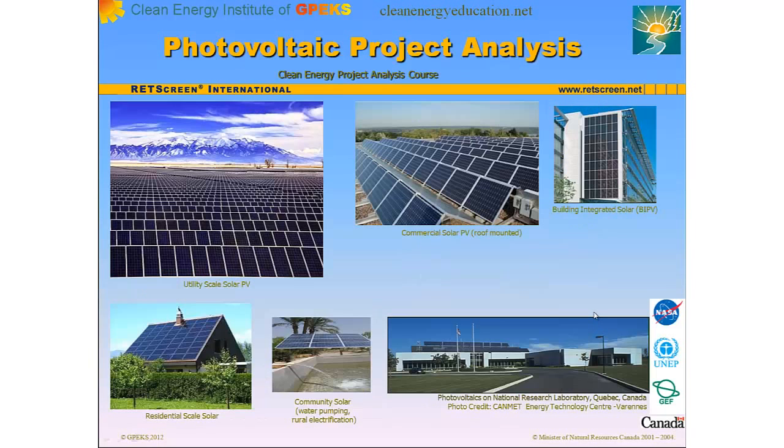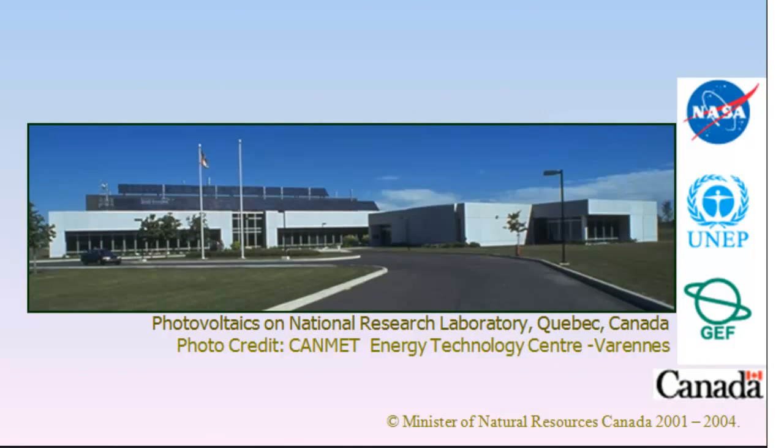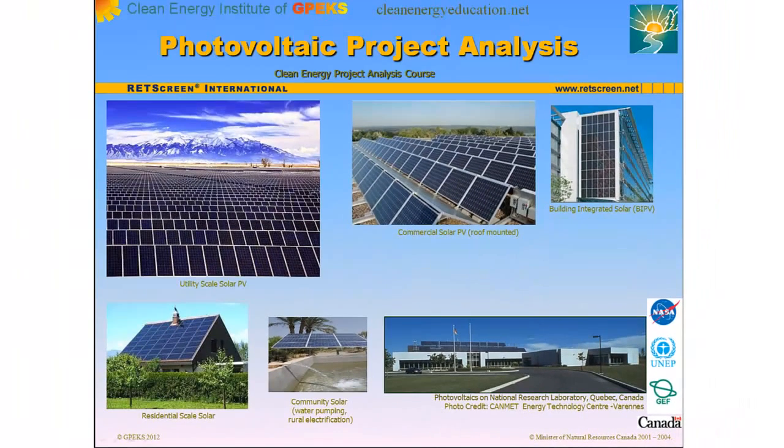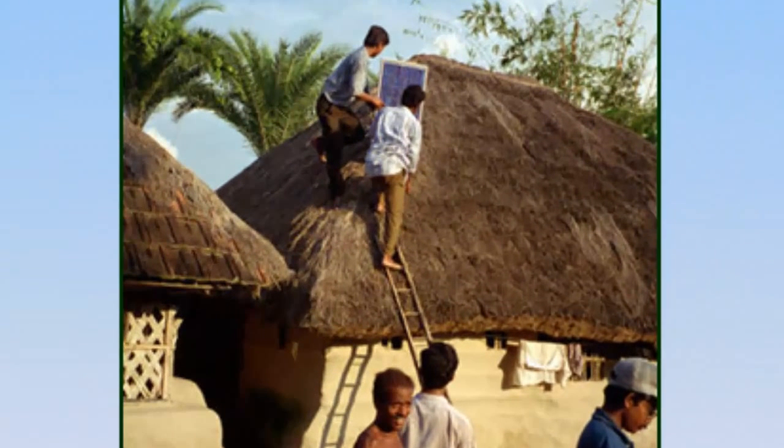This is the Photovoltaic Energy Project Analysis module of the RETScreen Clean Energy Project Analysis course. Here we discuss the operation and application of photovoltaic energy systems, such as the one located on the roof of this research laboratory in Varennes, Quebec, Canada. Let's start by answering the question, what do photovoltaic, or PV, systems provide? Photovoltaic systems provide electricity. A photovoltaic module, such as the blue panel being mounted on the roof in these photos, generates a small current when sunlight strikes it.